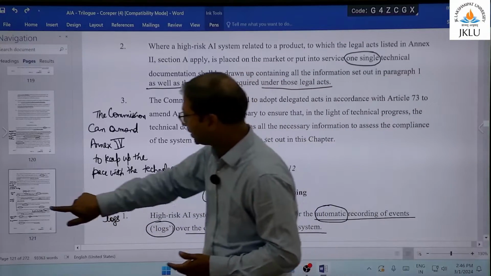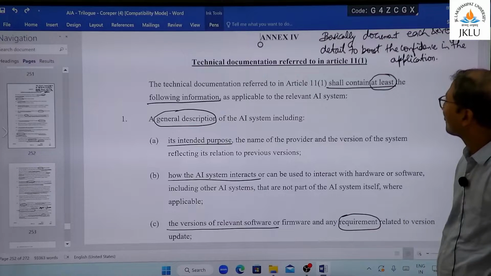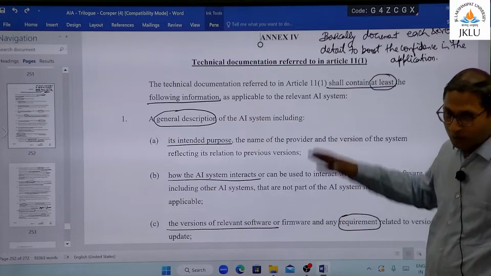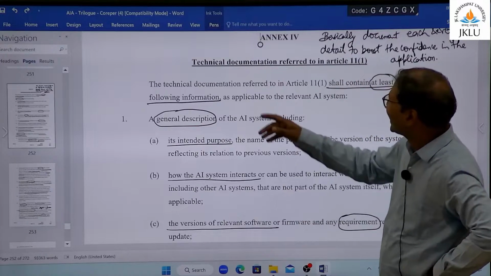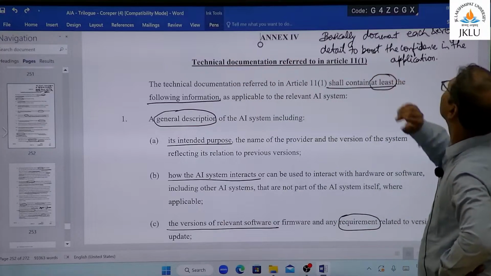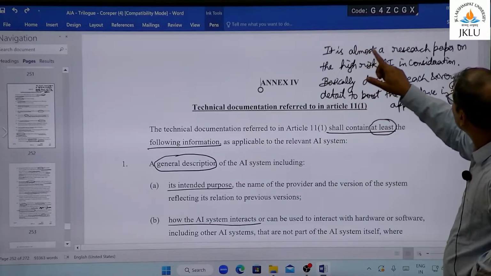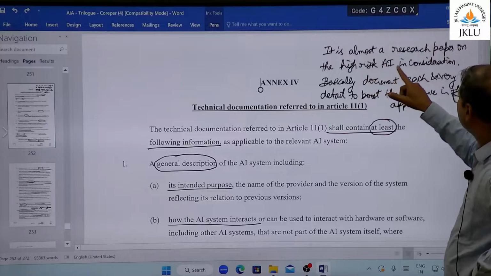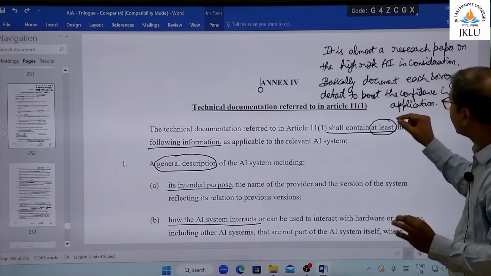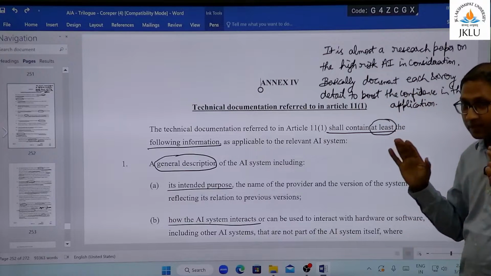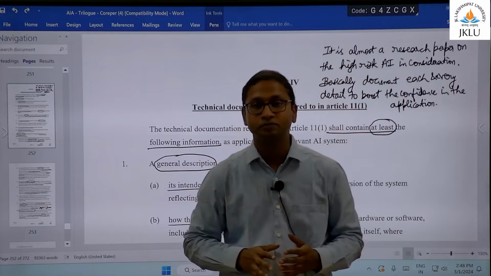So now we quickly go to the technical document. So yes, I had written it here. So it is almost a research paper on the high risk AI in consideration. Basically document each and every detail to boost confidence in the application, right? And this you are doing for whom?